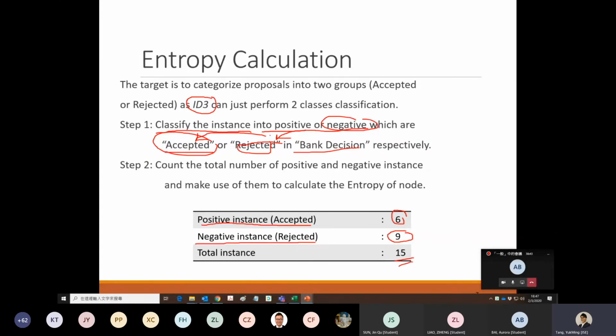Okay, so this is the first step. We classify them into positive or negative instance, and then secondly, count the total number of positive and negative instances. We have 6 positive instances and 9 negative instances, and the total number of instances is 15.